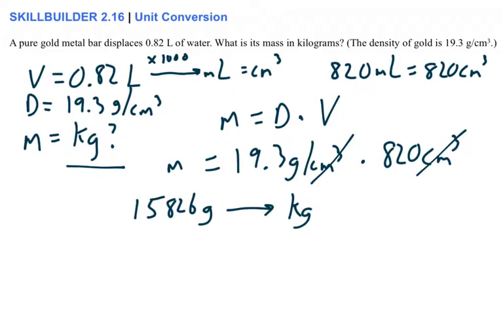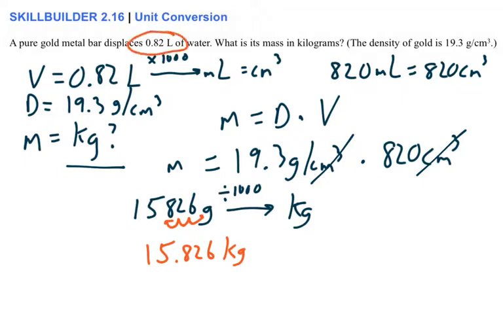And in order to go from grams to kilograms, if you look at the grid, you got to divide by 1,000 or move it 3 spaces to the left. Now, the decimal point at the moment is at the end of the number. So we are going to have to go 1, 2, 3, and we end up getting 15.826 kilograms.